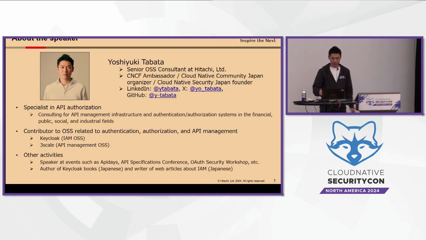So first of all, please let me introduce myself. My name is Yoshiyuki Tabata, and I'm a senior OSS consultant at Hitachi, and I'm a CNCF ambassador, organizer of Cloud Native Community Japan, and founder of Cloud Native Security Japan. I mainly work as a specialist in API authorization, and I consult for API management infrastructure and authentication and authorization systems in the financial, public, social, and industrial fields.